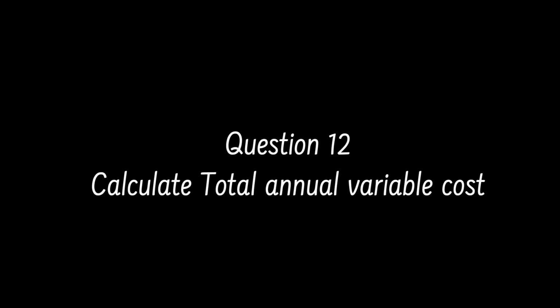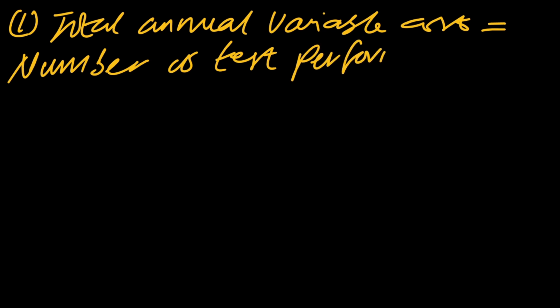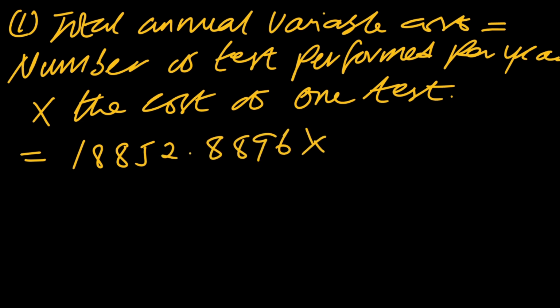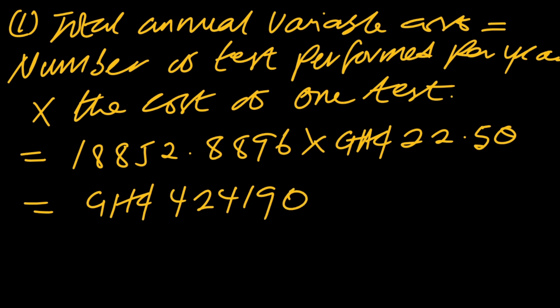Question 12. Calculate the total annual variable cost, and that is equal to the number of tests performed in 1 year multiplied by the cost of one test. That is 18,852.8896 multiplied by 22.5 Ghana cedis, and the total amount is equal to 424,190.016 Ghana cedis.